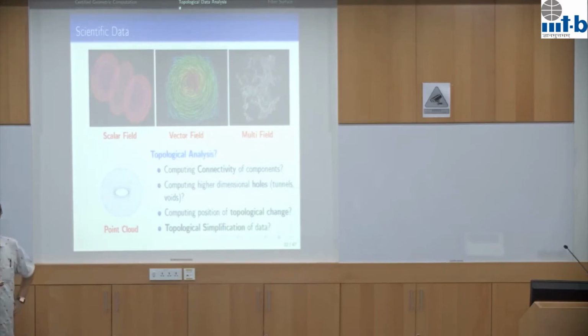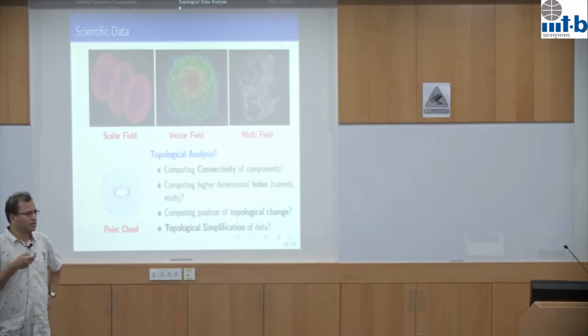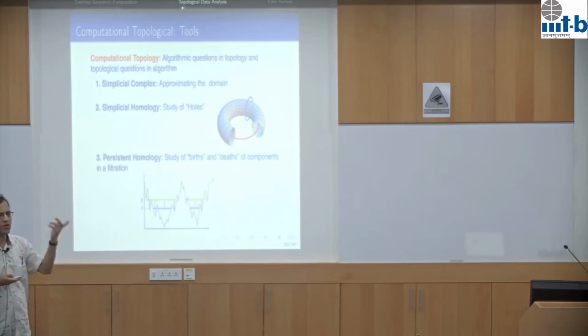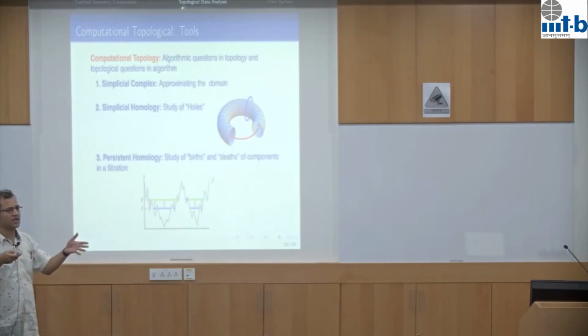Or do you want to simplify the data using topological simplification to understand the data in a better way? Okay, so I'll show you one example. First of all, there are tools in computational topology. The simplicial complex is for approximating the domain of the data. So we approximate the data using some kind of simplicial complex, or in terms of a planar domain, you can say triangulation or tetrahedrization. Those are called simplicial complexes.